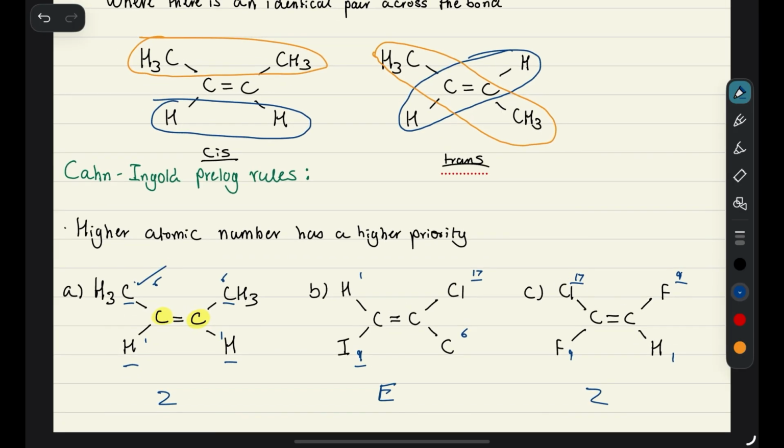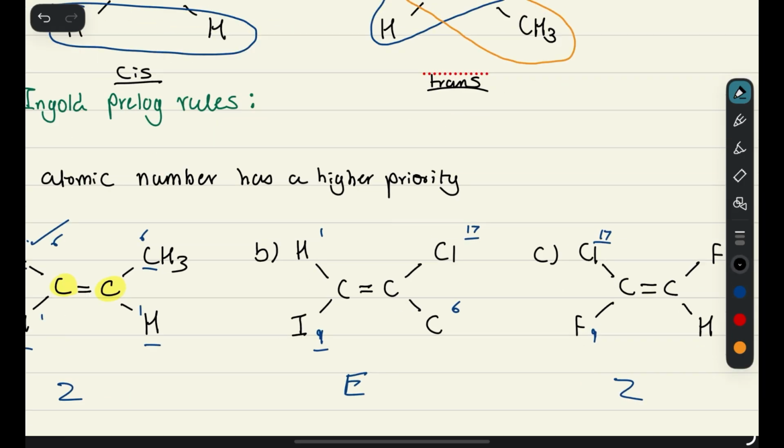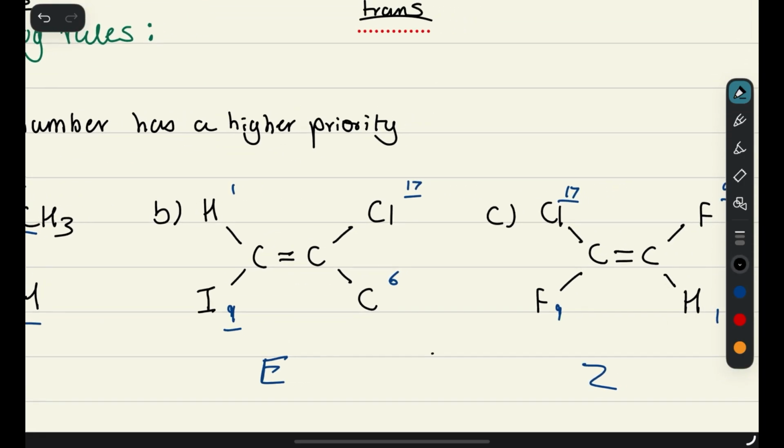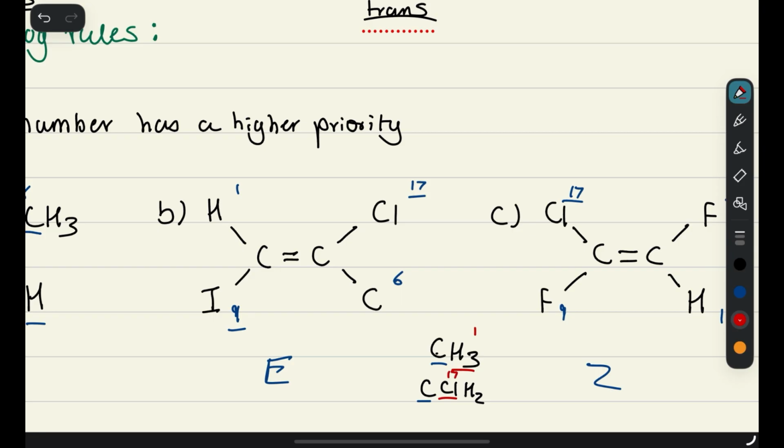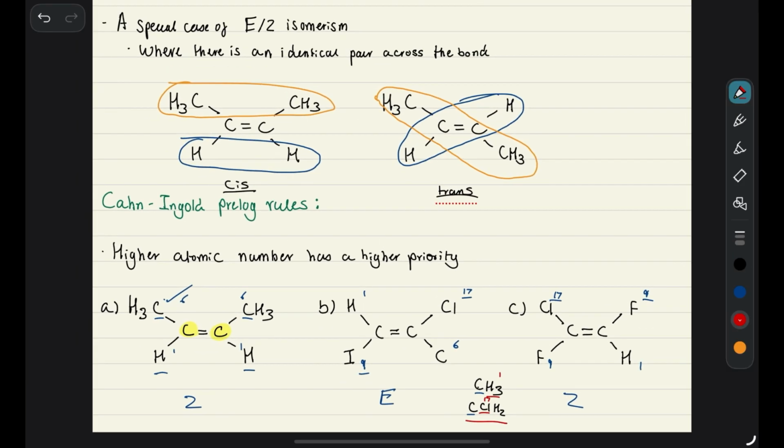If you had a chain, for example, I'll just quickly write this in. Say we're comparing CH3 to CH2Cl, we look at the first point of difference. We've both got a carbon, fine. The first point of difference comes through the hydrogen and the chlorine. And this is 1, this is 17. So this group at the bottom is the higher priority. I hope that makes sense.